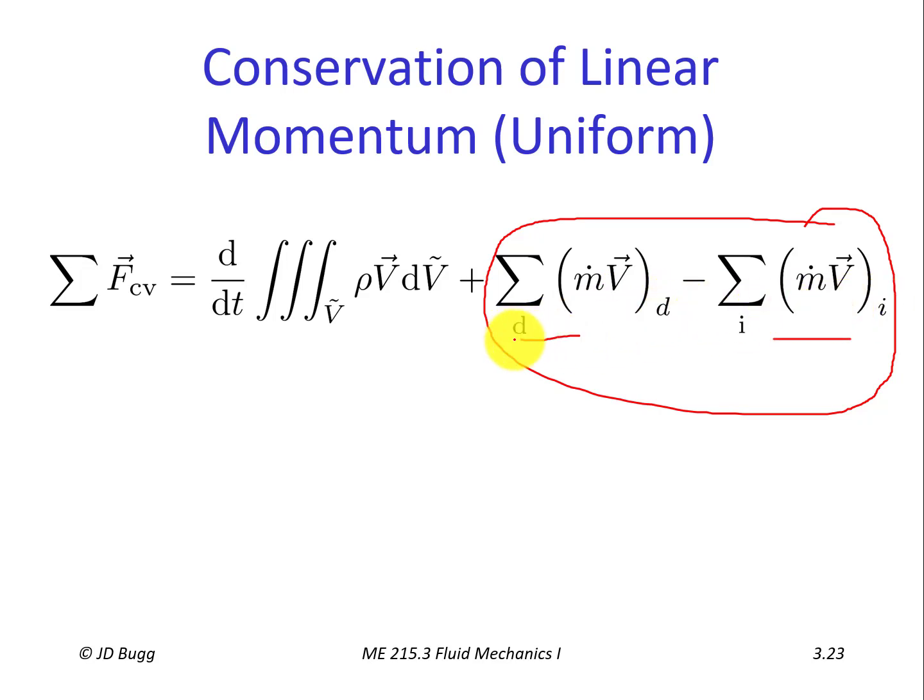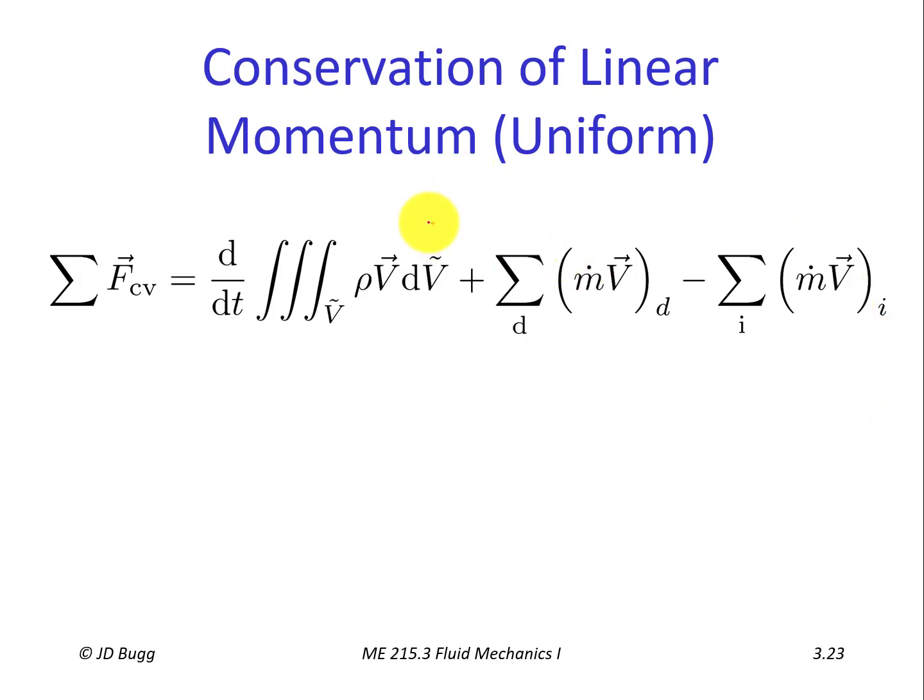So the same simplification here due to the uniform flow assumption. Now, if we also assume steady state, remember this is the unsteady term. This is the only spot where a derivative with respect to time appears. So if we also assume steady state, then this term is gone.